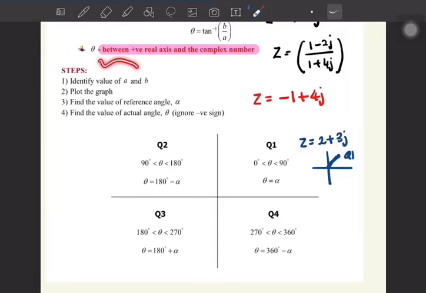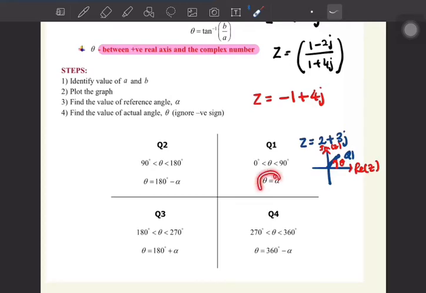So what is your theta? Refer to the definition here. Theta is defined from the positive real axis to the complex number. This is the real part of z and this is the imaginary part of z. So from the positive real axis to the complex number, this is your theta. Since it is in the first quadrant, the value of theta must be between 0 and 90 degrees.